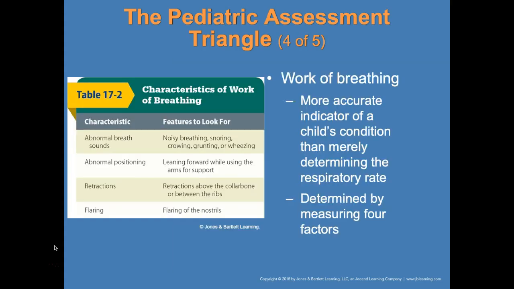All right. So our second element is going to be work of breathing. We can determine the child's work of breathing by measuring 4 factors. We have abnormal breath sounds, abnormal positioning, retractions, and flaring. So these are going to be a better indicator of the child's condition than just checking the respiratory rate, rhythm, and quality. Okay, like I said, we determine it measuring these 4 factors.